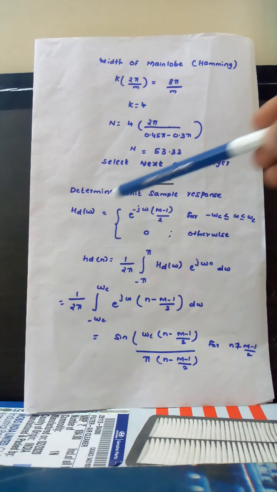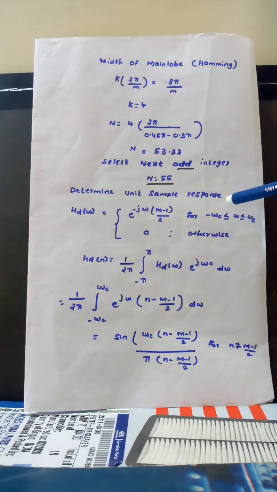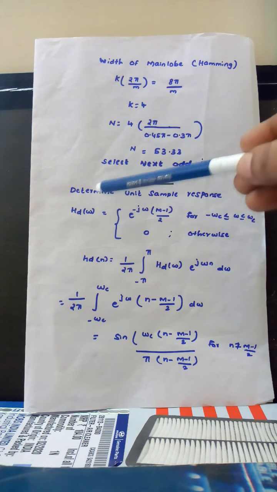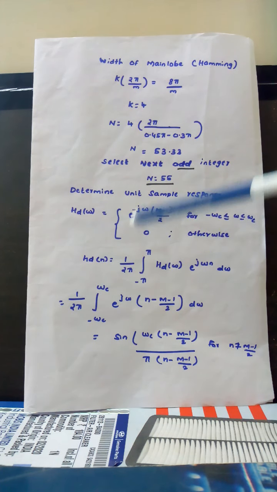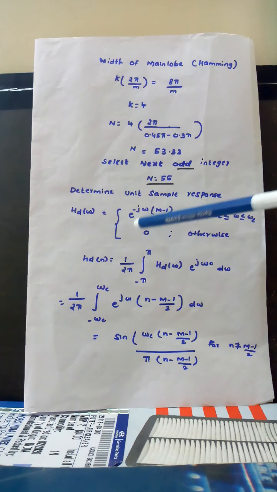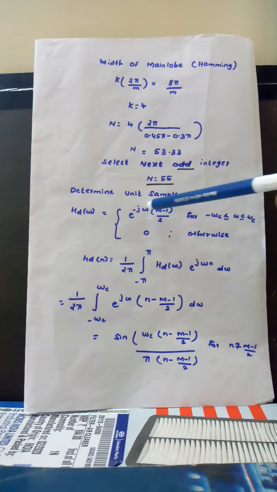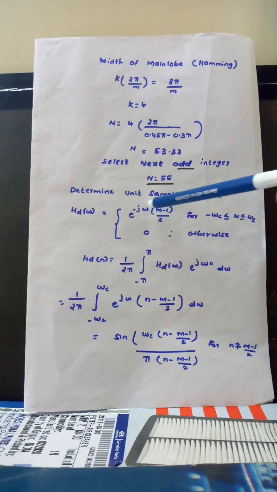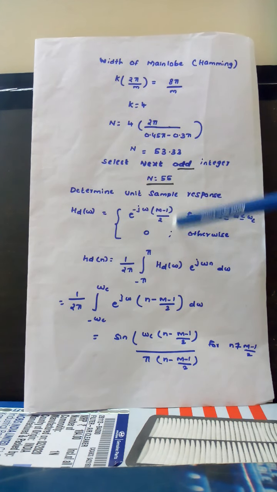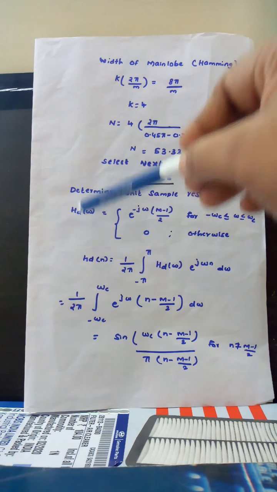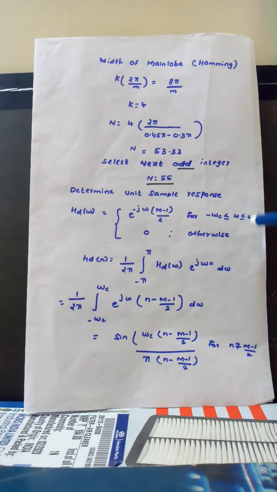Next, we have to determine the unit sample response, that is h of n. For that, this is the desired frequency response. This is a general equation: e to the power of minus j omega into tau. The tau we are replacing as m minus 1 by 2, and omega varies from minus omega c to omega c, otherwise the condition is 0. So this is your general desired frequency response.